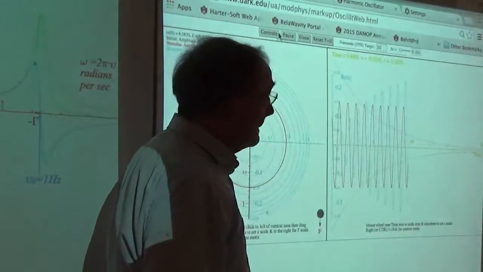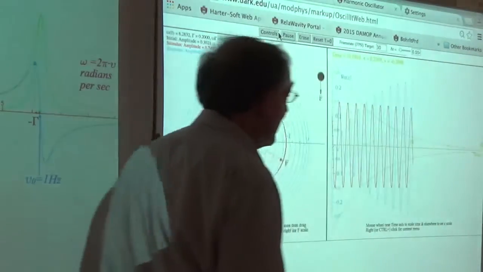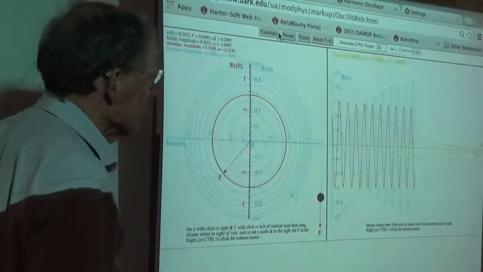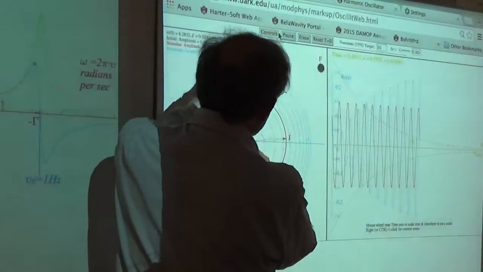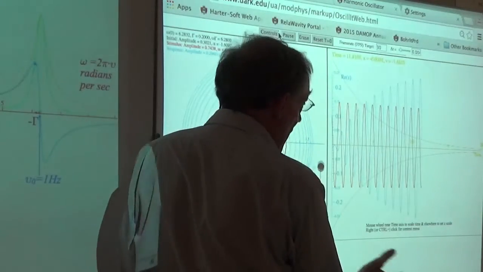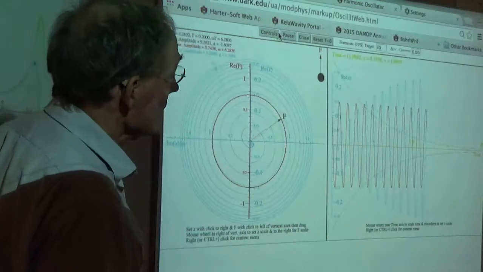Okay? And it's given us a response here. We're not to 15 yet, so it's still in the transient regime of building the magnitude of the oscillator that's being driven by the red vector force there.